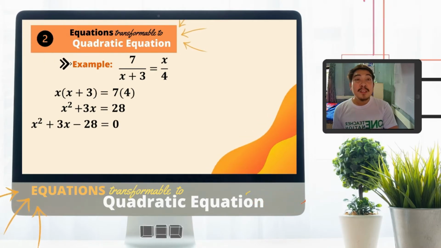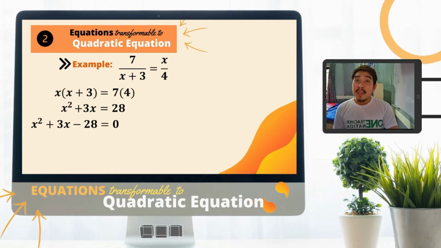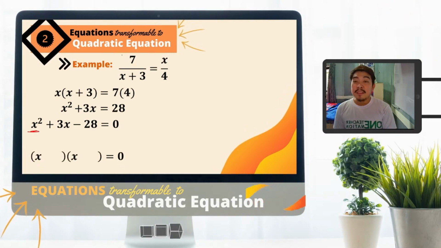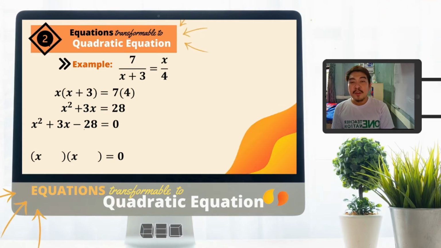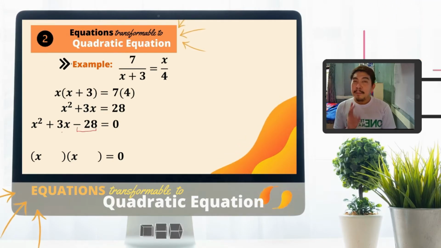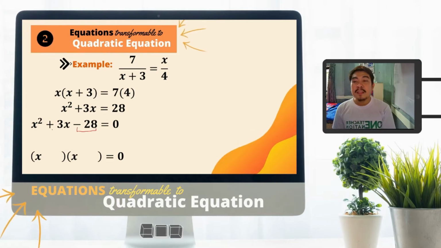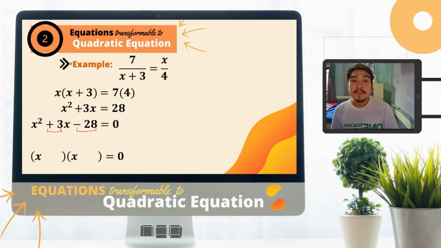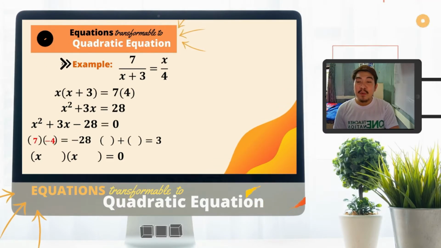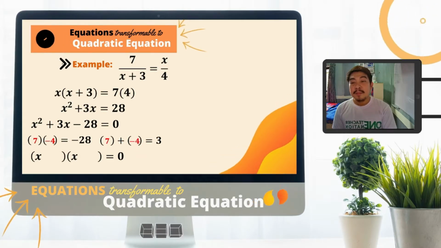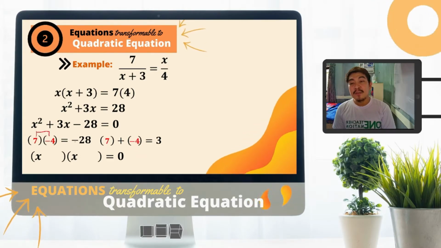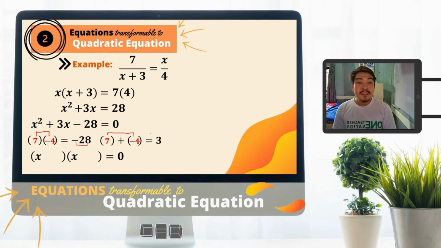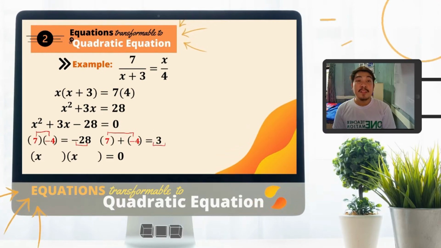And if you can see, this equation is factorable. So what are the factors of x squared? The factors of x squared will be x times x. And then, we should think of factors of negative 28. Kapag minultiply natin, negative 28, at the same time, kapag kinaad natin, positive 3 ang lalabas. So what are those numbers? The numbers are 7 and negative 4. So let us check. 7 times negative 4 will give us negative 28. At the same time, kapag kinaad natin itong dalawa, 7 plus negative 4, that will give us positive 3.